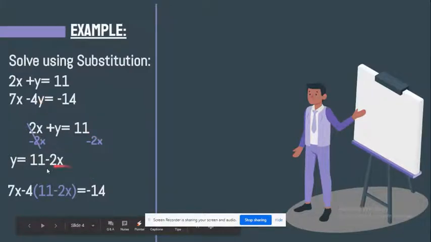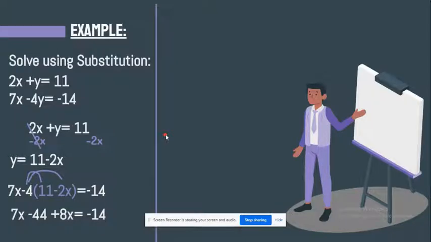So now what you want to do is multiply negative 4 by 11 and negative 4 by negative 2. So negative 4 times 11 is negative 44, and negative 4 times negative 2 is 8. So now what you're going to do is combine the like terms, which are 7x and 8x, and you're going to add them together, which is going to give you the number 15x.